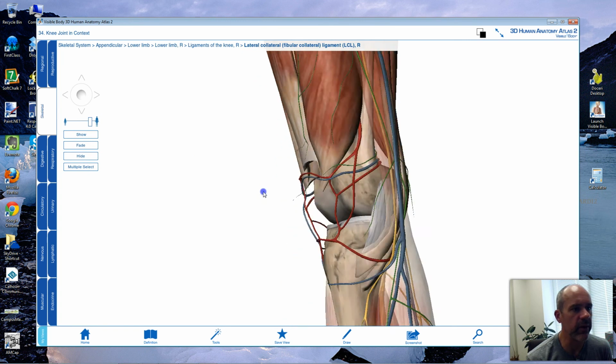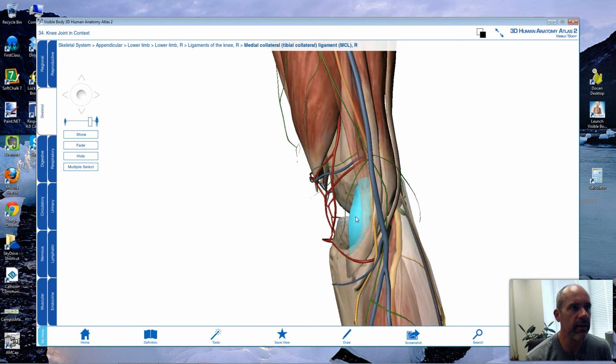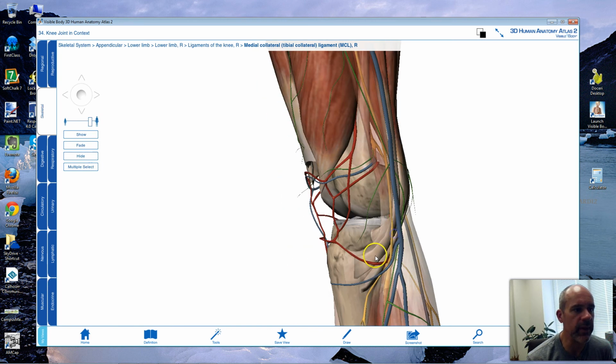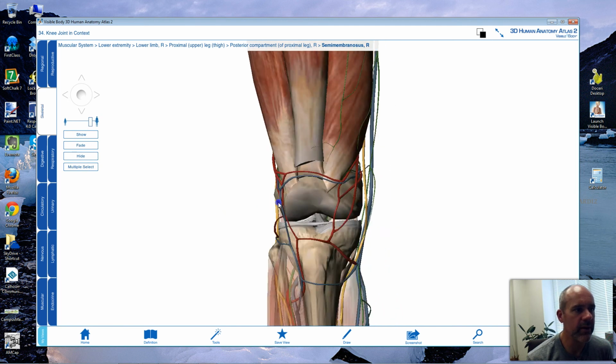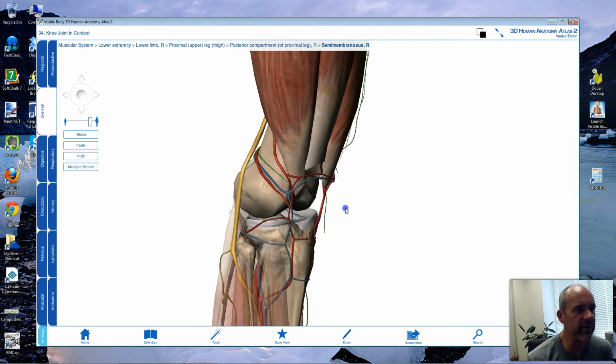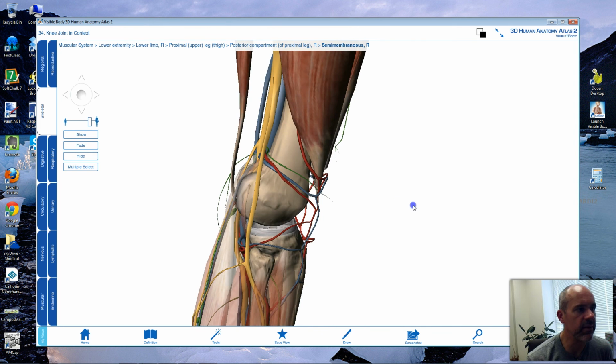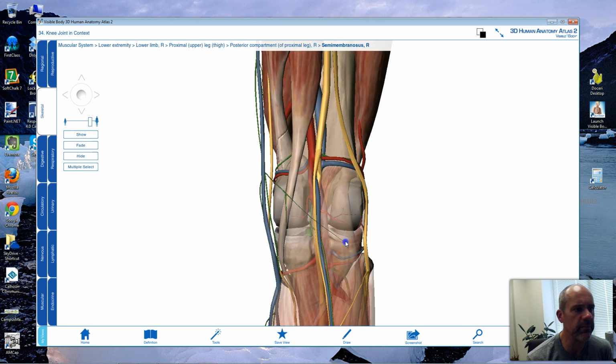We can rotate around over here on this side. You've got a medial collateral ligament that's connecting the femur to the tibia. Got a muscle there we're going to get rid of. Another muscle we're going to get rid of. Yet another muscle we're going to get rid of. Now we're beginning to be able to see some of these structures inside the knee joint as we rotate it around.